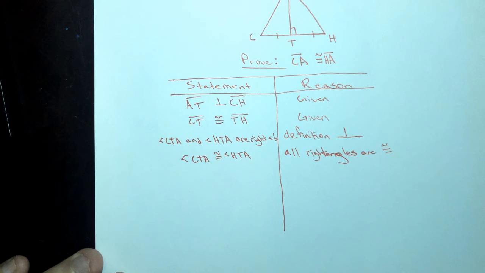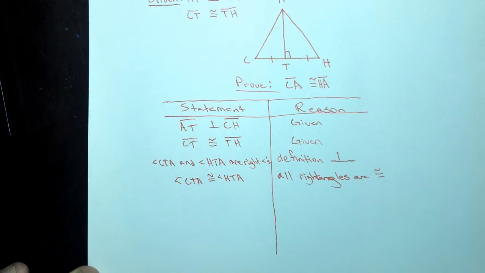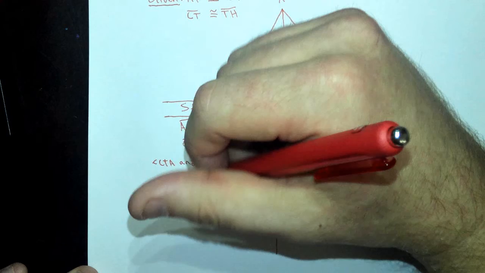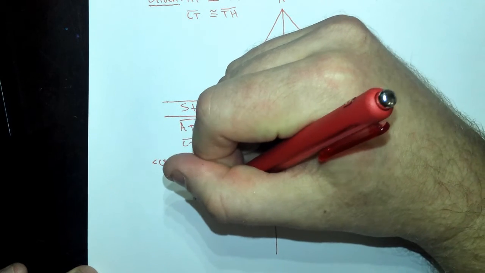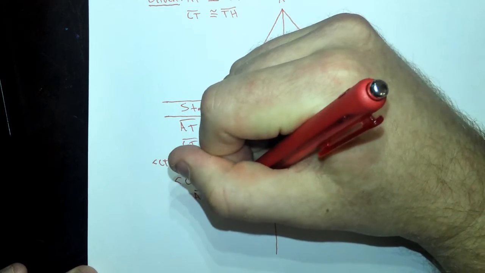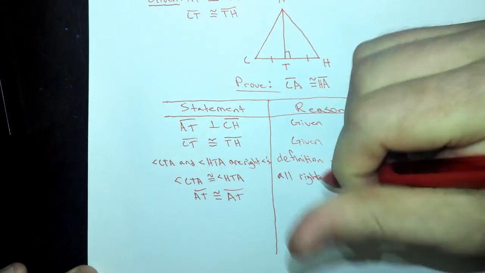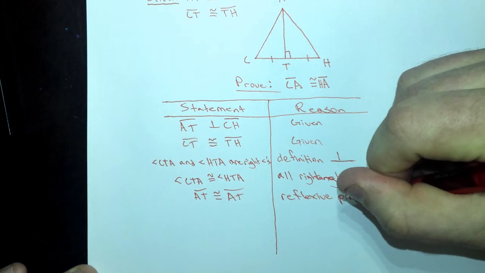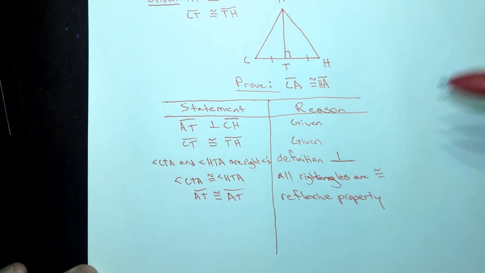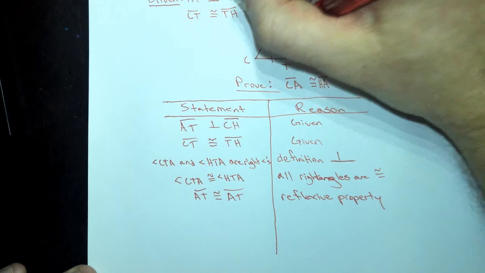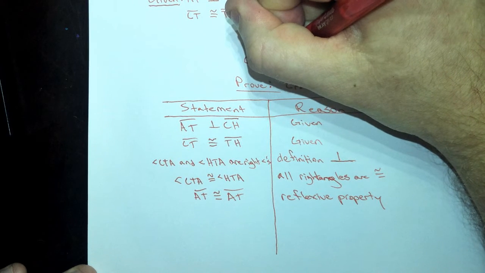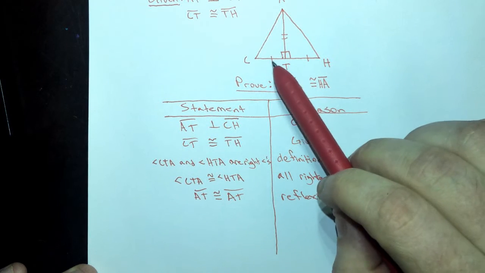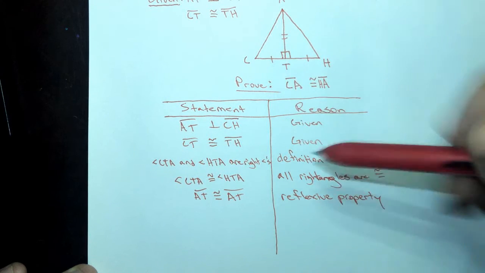HTA. Okay, now the next thing I want to do is make the claim that this segment is congruent to itself. So AT is congruent to AT. I can do this because this is what's called the reflexive property. Okay, so if I put that congruency marking in there, then now I see that I can claim that these two triangles are congruent because I've got two sides and an included angle.